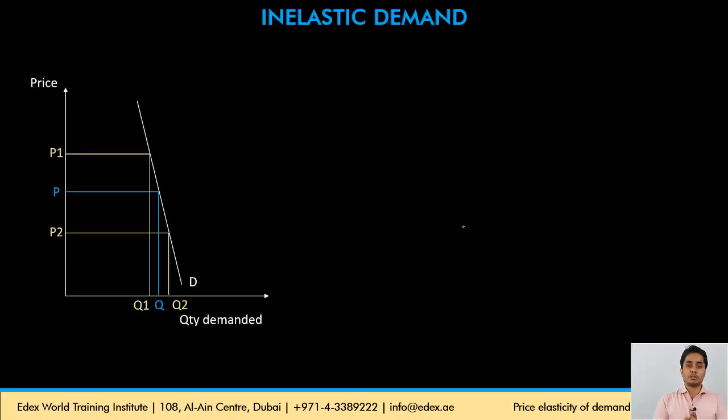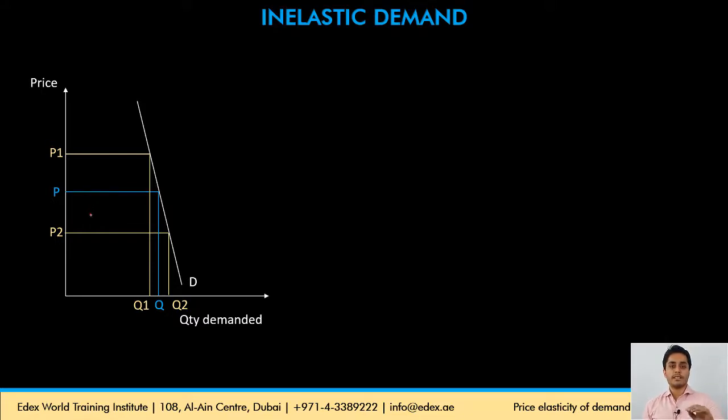If I have to show this on a graph, obviously this would be a downward sloping curve. We've already seen that in the demand chapter. Demand curves are downward sloping. But if you see the shape of the demand curve, it is relatively steep. And the inelasticity concept is also very clear from the diagram.